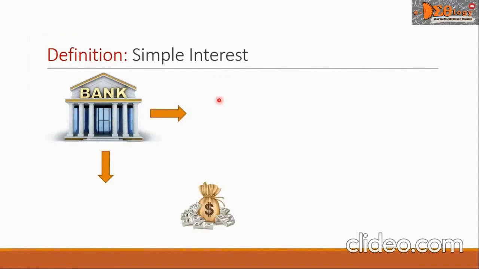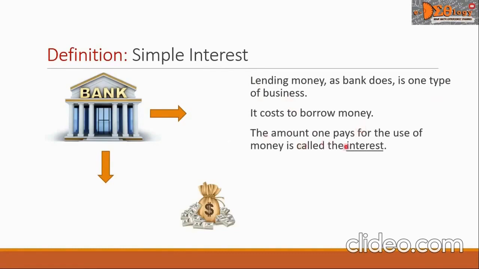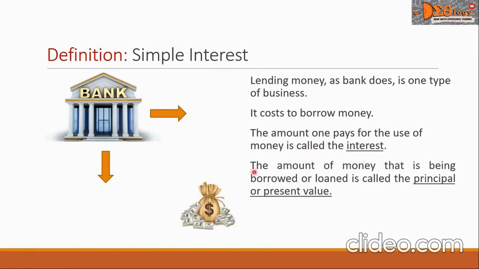Let us first define simple interest. Lending money, as a bank does, is one type of business. It costs to borrow money. The amount one pays for the use of money is called the interest. The amount of money that is being borrowed or loaned is called the principal or present value.